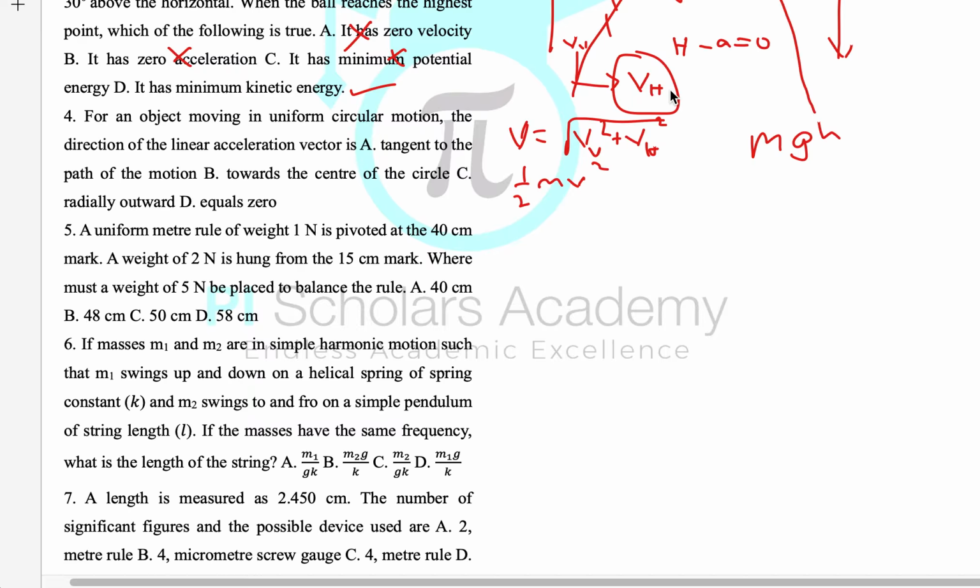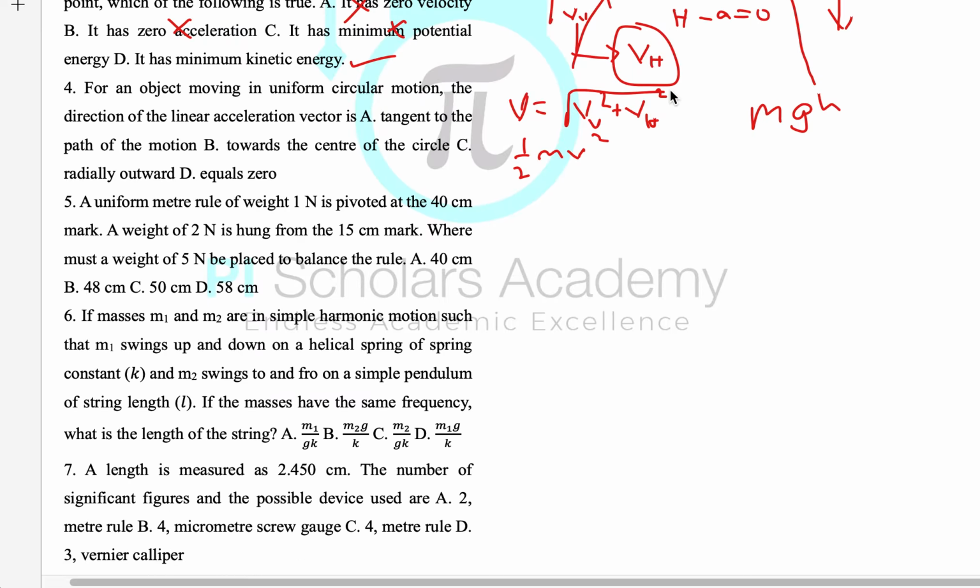Let's go to question number 4. Question number 4 says that for an object moving in a uniform circular motion, the direction of the linear acceleration vector is. Now, if you say linear acceleration vector, it's actually a very technical question.